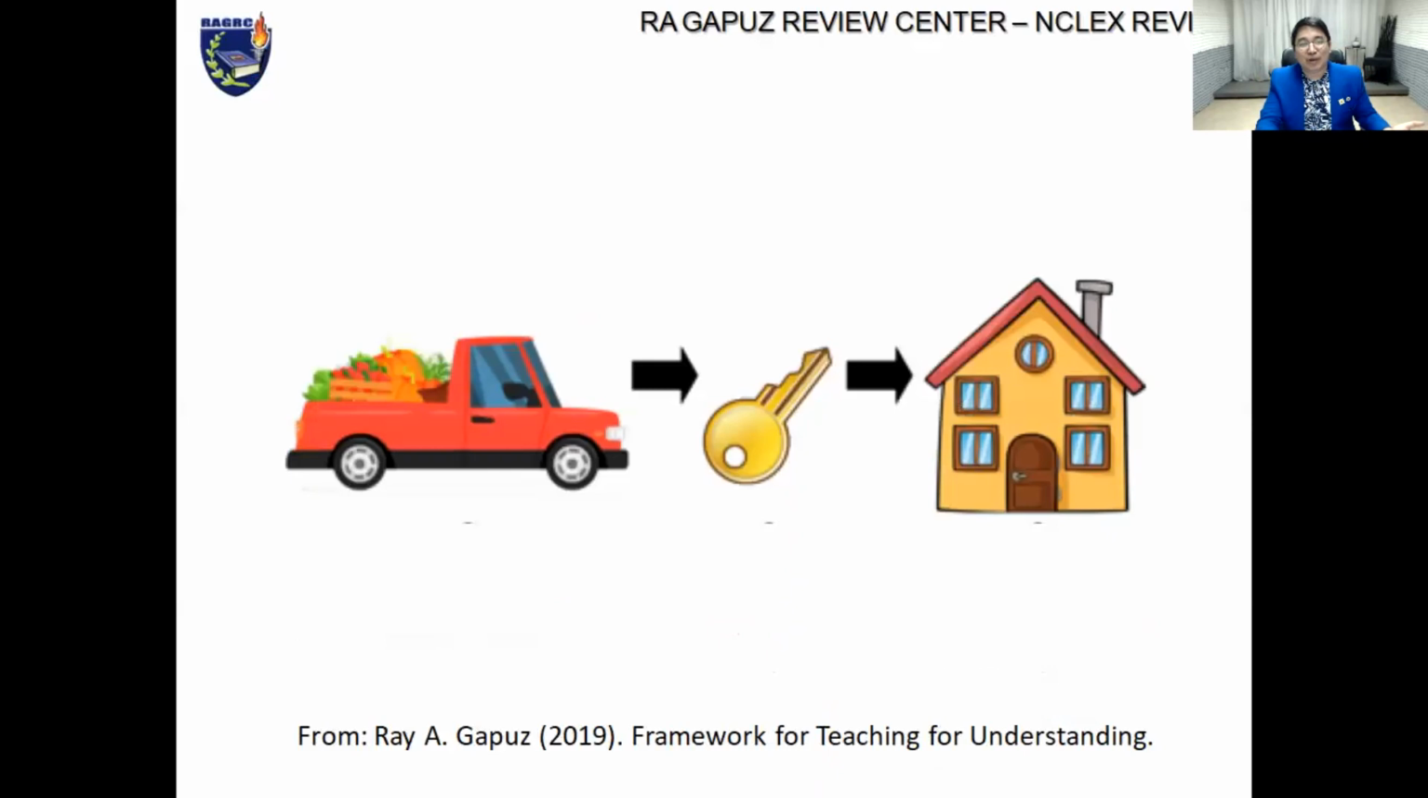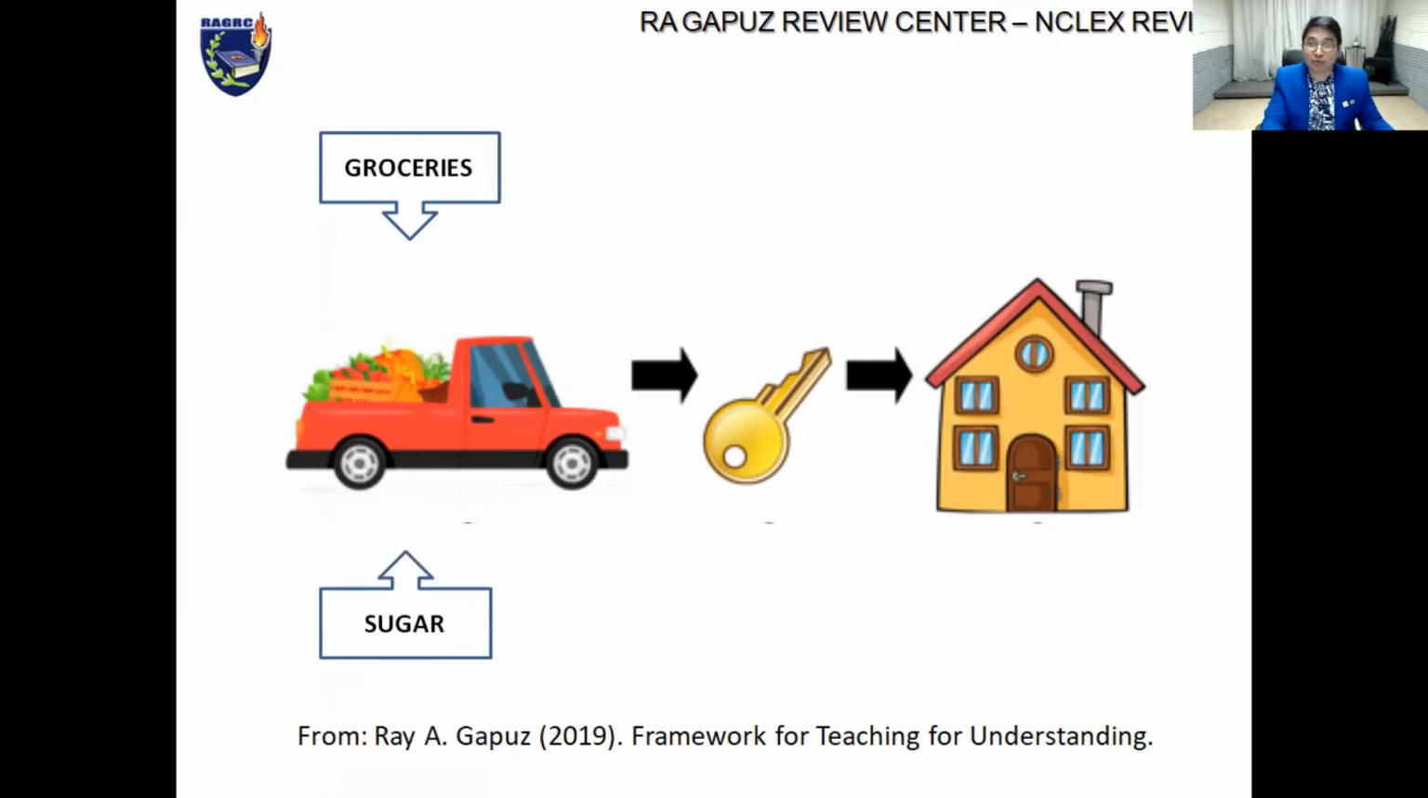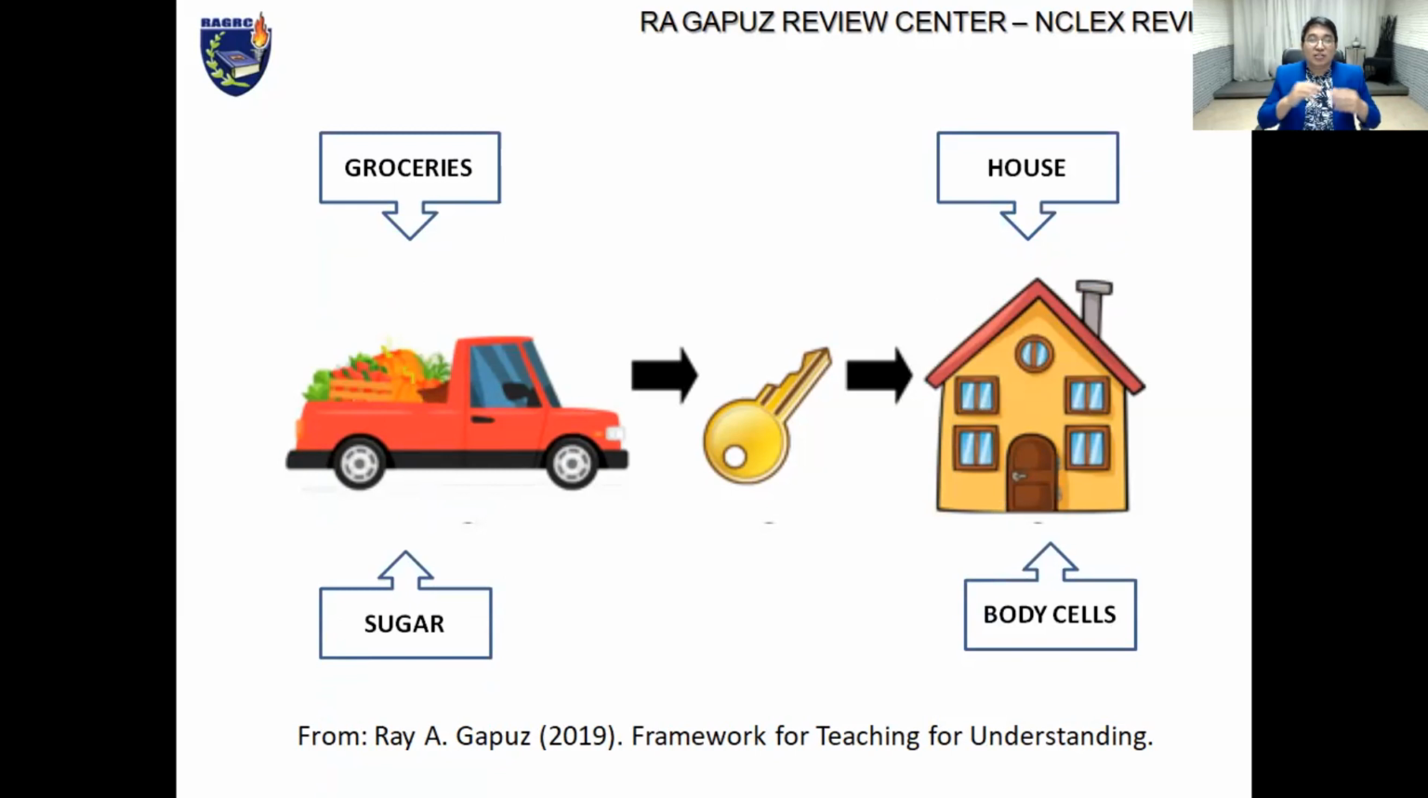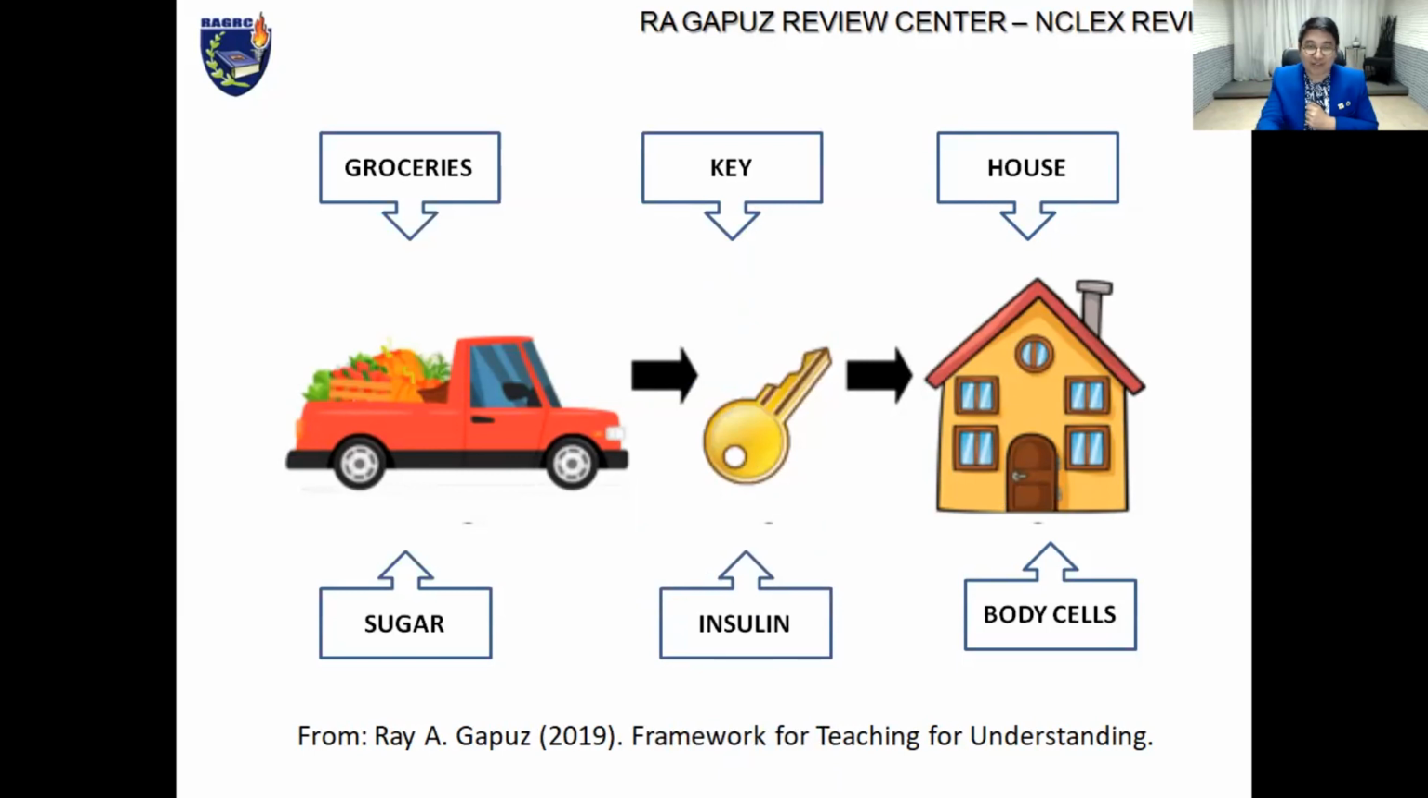Suppose you have a car with all the grocery supplies at the back, and then you have the house, and in the middle, you have the key. We consider the groceries as sugar or glucose, and the house as your body cells. Now the question is, how can your body cells utilize the sugar and transform it into fuel in the form of energy, if your sugar is not able to enter the house? To do that, you need to open the house using a key, and your key is the symbol that represents your insulin. Therefore, insulin facilitates the entry of sugar to the body cells.